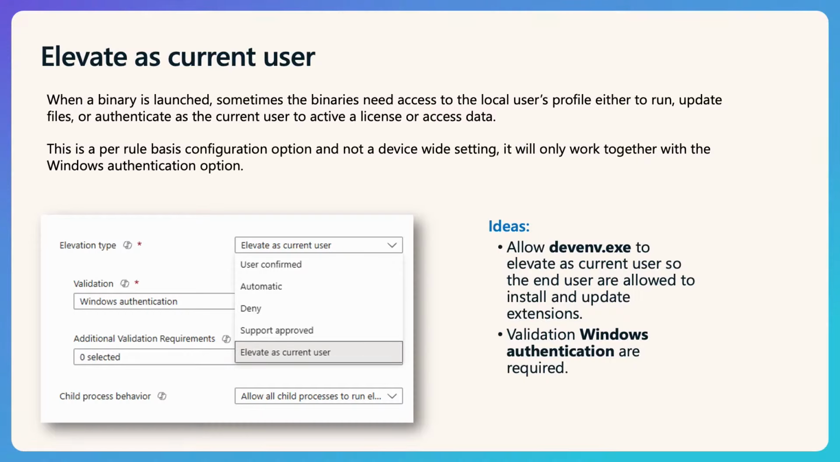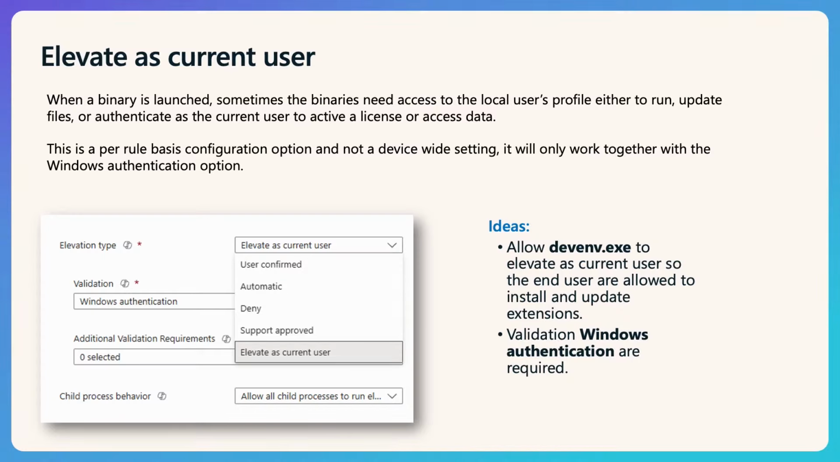You just need to create it as Elevate as current user. You allow an executable, in this case, dvnv.exe, and allow that to install and run the Visual Studio within the current user context, as I said before. There's only one requirement when you use this rule. You need to have Windows authentication as the validation method. So you cannot combine this with automatic. It will always require Windows authentication. So you need to right click on it as an end user and go through the process as I showed before.